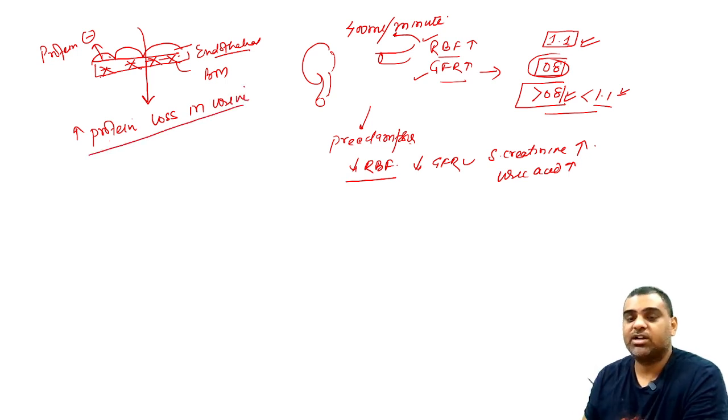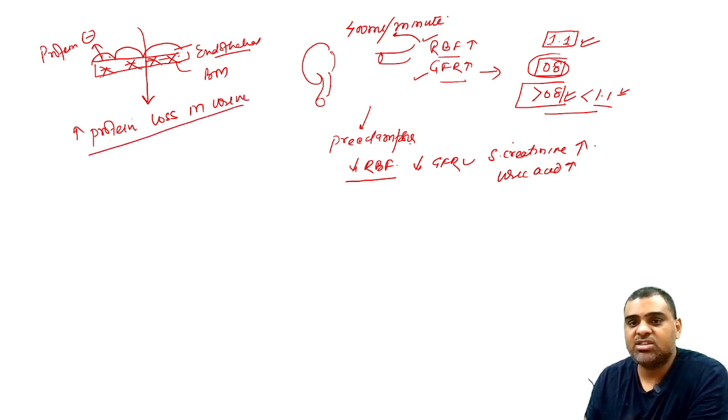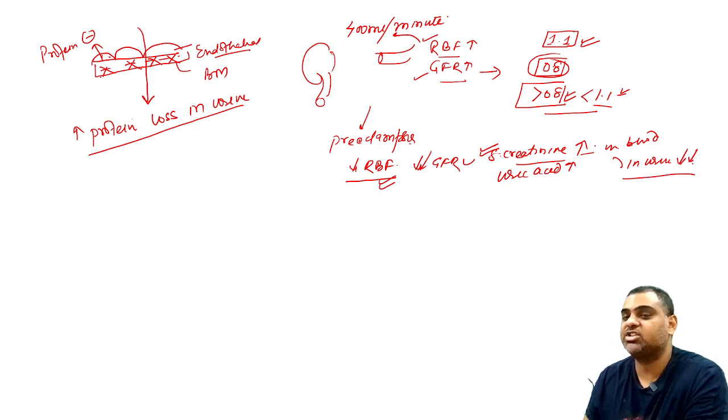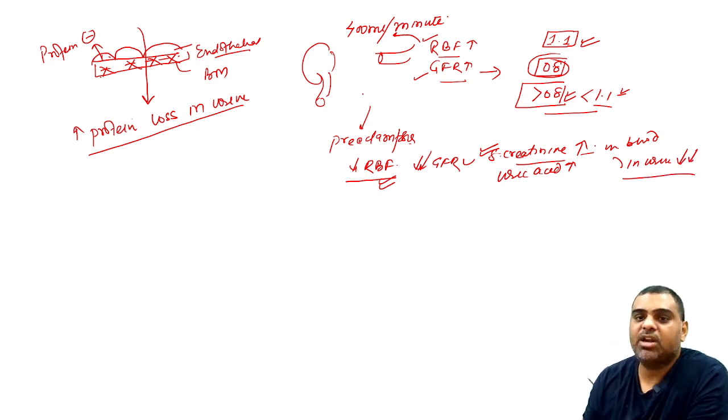So now understand, there is decreased serum creatinine filtration because renal blood flow has decreased, the GFR has decreased, so serum creatinine has increased in blood. But in urine, creatinine will decrease because filtration has decreased. Okay, compare and contrast it with the normal pregnancy.